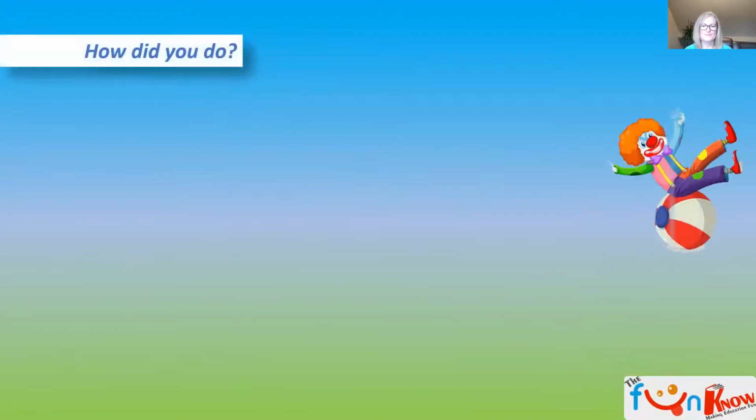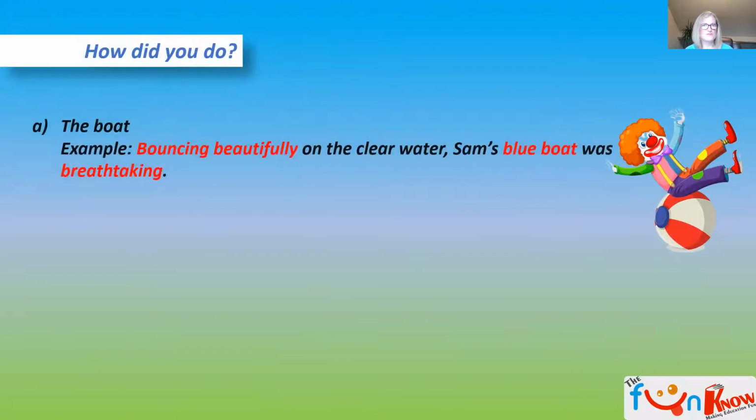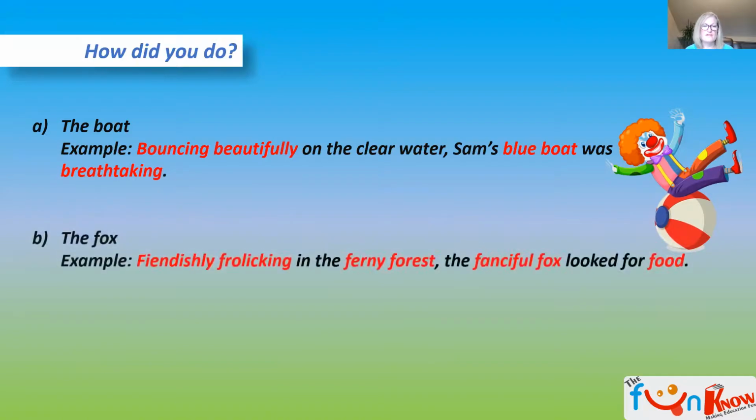Okay. How did you do? Everybody's sentences are going to be different. I'd be surprised if we all got the same one. Okay, so my example is bouncing beautifully on the clear water. Sam's blue boat was breathtaking. So there you have 5 different words that are onomatopoeic. For B, the fox, fiendishly frolicking in the ferny forest, the fanciful fox looked for food.